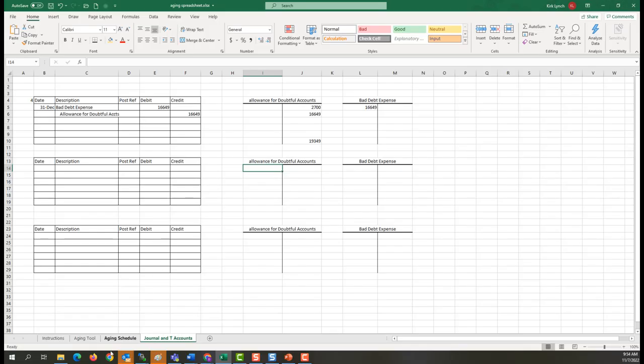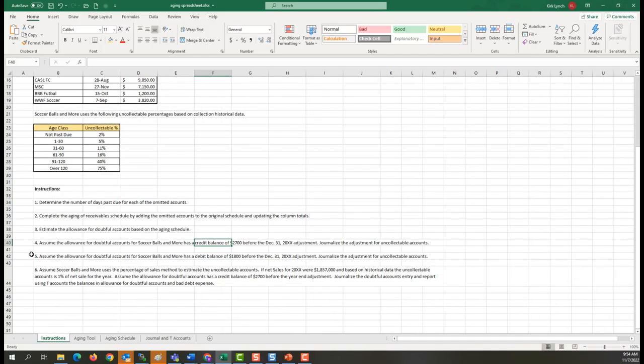And so I just want to demonstrate the difference between the adjusting entry when you have a credit balance versus a debit balance. And this last one, we're going to do a percentage of sales method adjusting entry, which has nothing to do with this aging of receivables schedule. So this will be step 5, and this will be question number 6 that we're going to answer here. So let's go back and look at the instructions. And we're on number 5 right here.